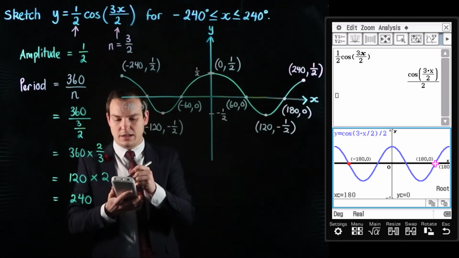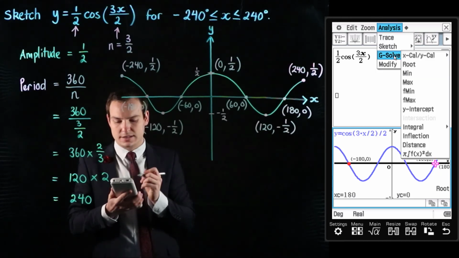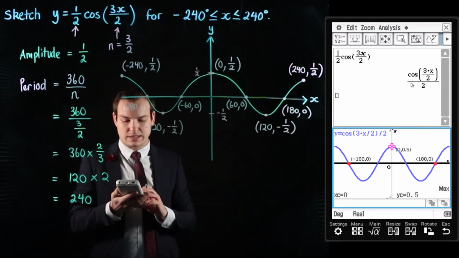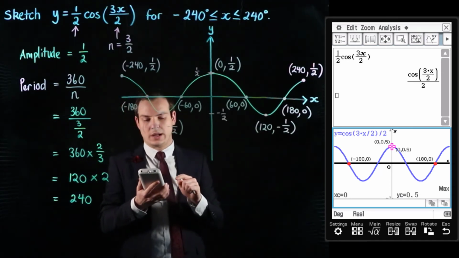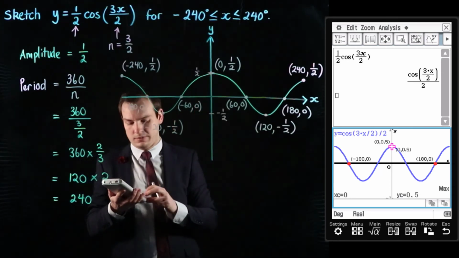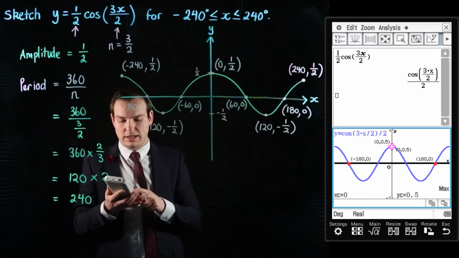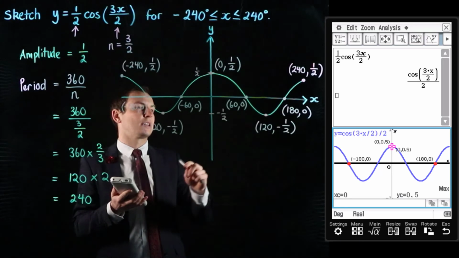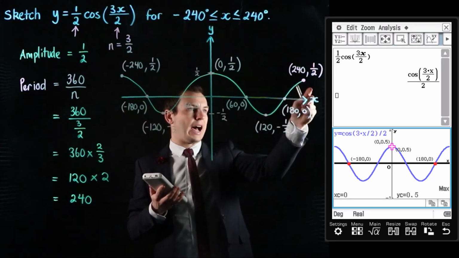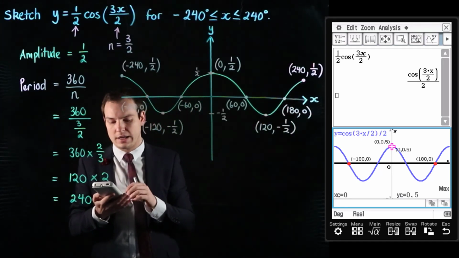Next, if we went analysis, G-Solve, max, that would find the maximum points on the graph. So for this, it only finds the one that's at 0, 0.5. And trying to go left and right won't necessarily work because it doesn't understand that this graph comes down afterwards, based on how we've shown the screen.